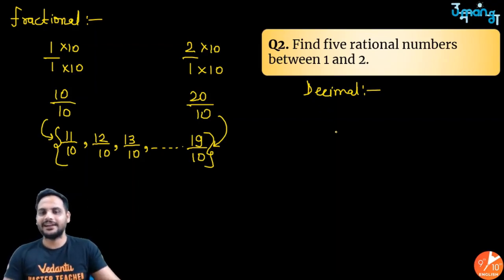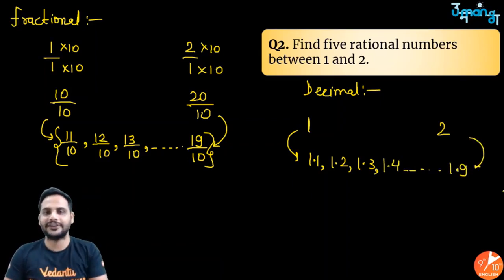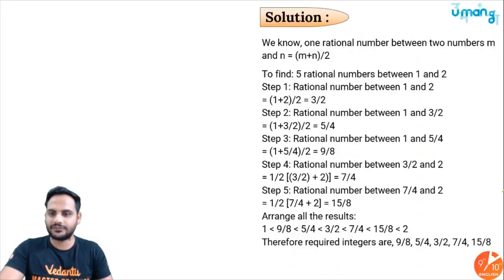Right. In decimal form, here you have 1, here you have 2. Obviously, 1.1, 1.2, 1.3, 1.4 up to 1.9. Again you have 9 numbers. Write any 5 you want. Easy. Easiest one. Right. So write any 5 numbers in between them. Okay. Let's go for the next question now.